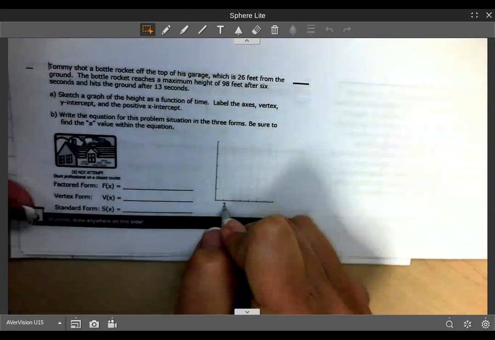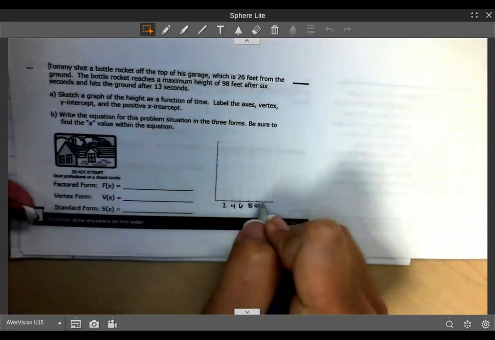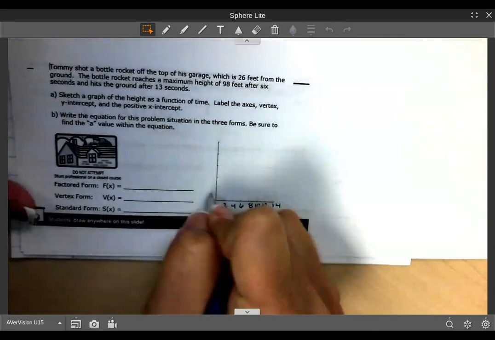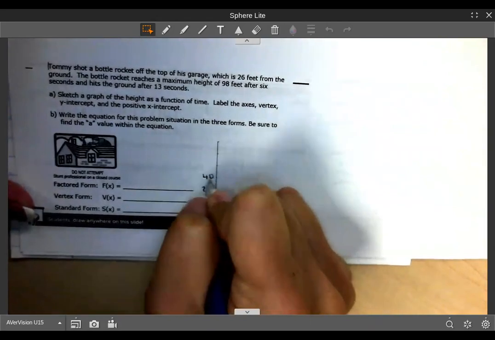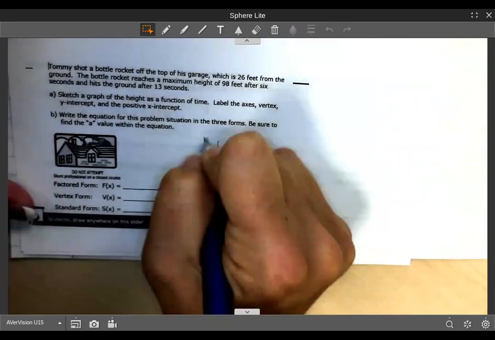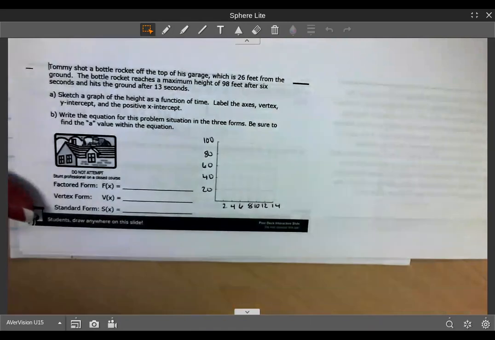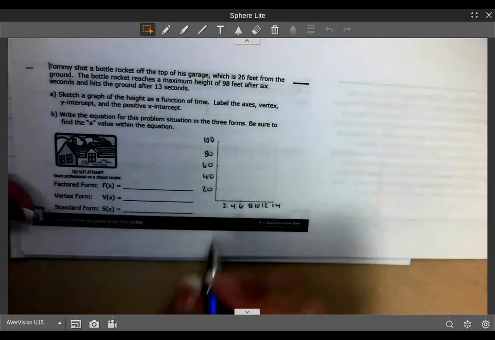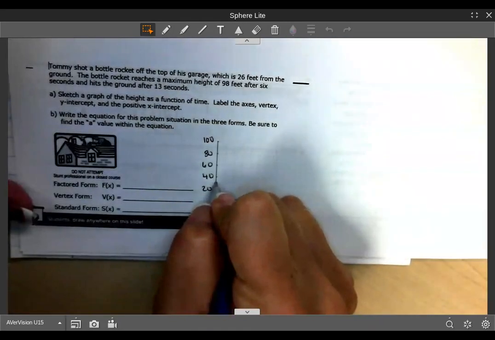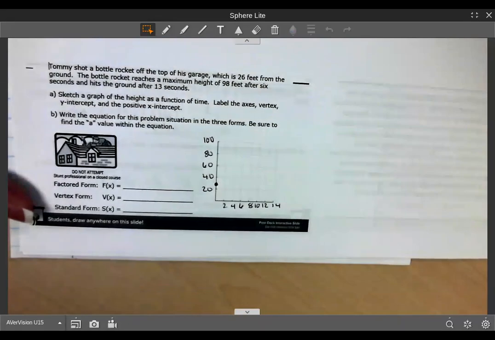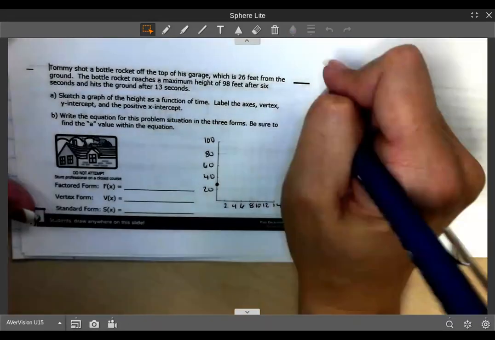So I'm going to go by 2's down here, and then I'm going to go by 20's on the y. That should give me a big enough picture to see what's going on. It tells us that he shot it from 26 feet up in the air. So that would be the point (0, 26) that they gave us, our y-intercept.